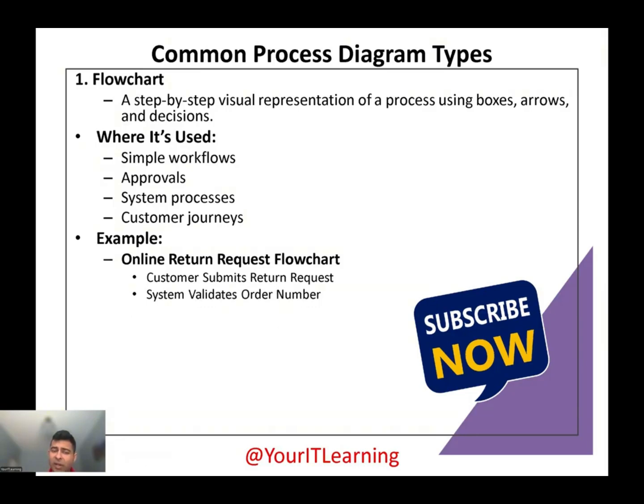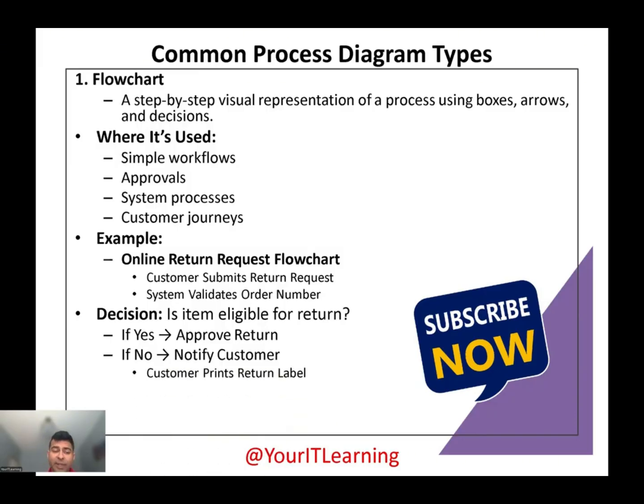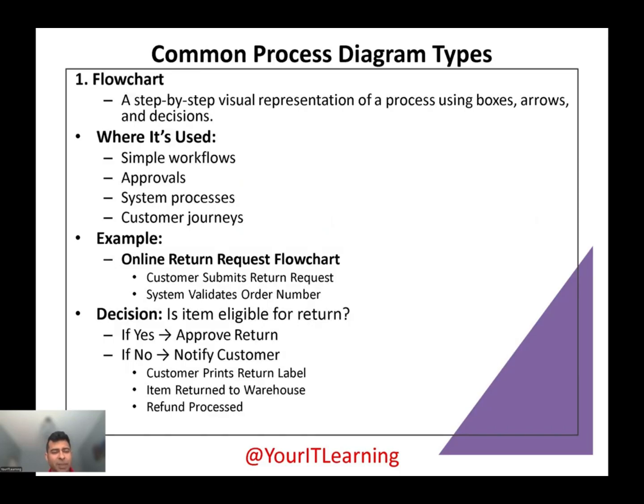System validates order number, decision if the item is eligible for return or not. If yes, approve return. If no, notify the customer that this is out of the return window or this product is not eligible for certain reason, and you provide that reason in the email. Customer prints return label if the return is approved. Item returned to the warehouse. Return refund is processed. Describing this one, we were going step by step, but we didn't have the clear vision.